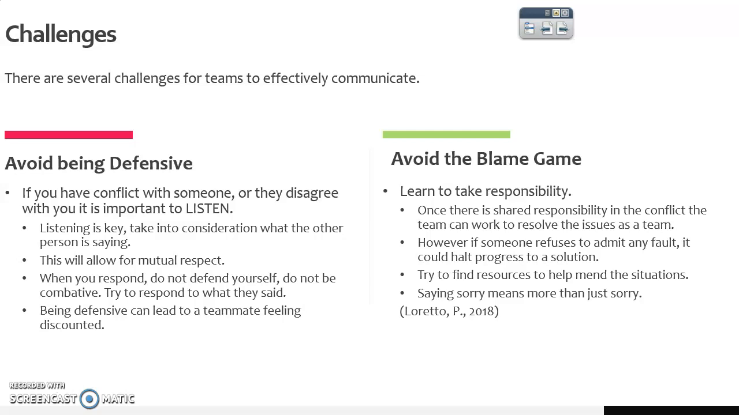Also, avoid the blame game. Whenever anything happens, don't just blame people or blame others. Try to learn to take responsibility, no matter how minor your role. Take responsibility. Learn to say sorry just to say sorry, and that will help the team start to create and find solutions. And so let's make sure we work on that.